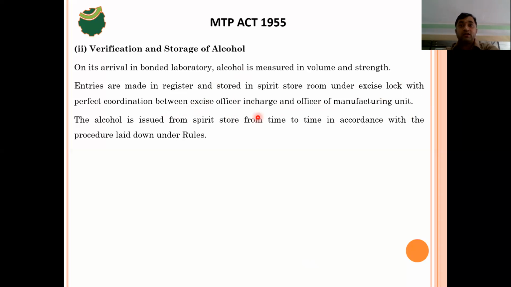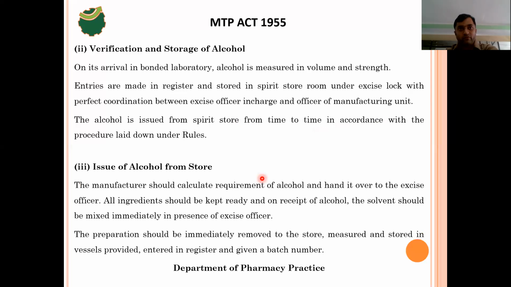So particularly this spirit storeroom and alcohol storeroom, whenever the containers are opened, it should be in the presence of the excise officer and it should be closed in the presence of the excise officer. The alcohol is issued from the spirit store from time to time in accordance with the procedure under the rules. Issue of alcohol from stores. The manufacturer should calculate the requirement of the alcohol and hand it over to the excise officer. All the ingredients should be kept ready.